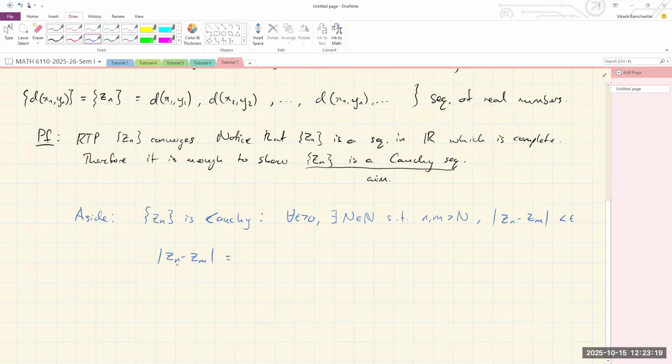By definition, Zn is the distance between xn and yn. Remember, that is the way we defined it up here. So just rewriting what the z's are, this minus Zm is the distance between xm and ym. So this is actually what we are after.